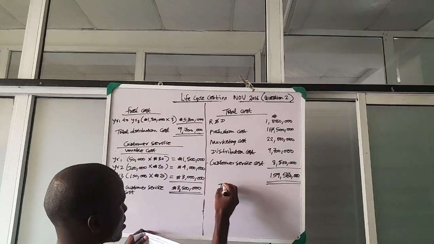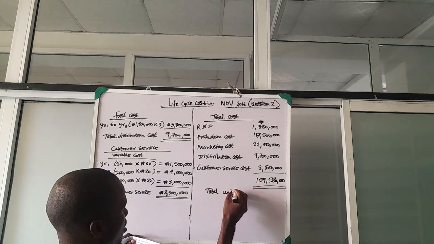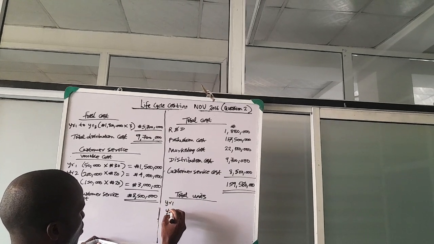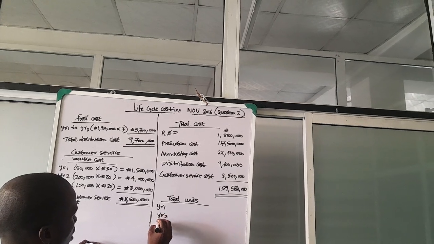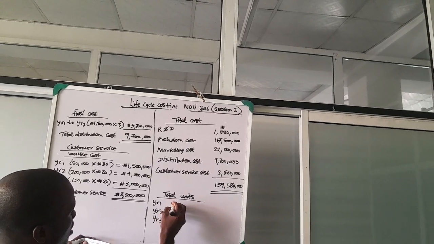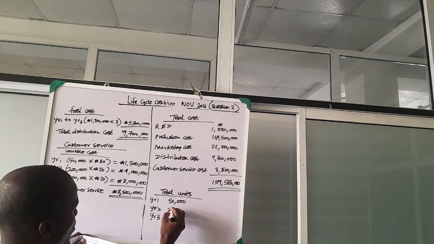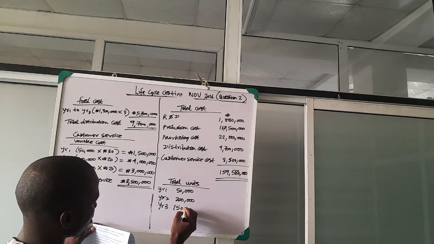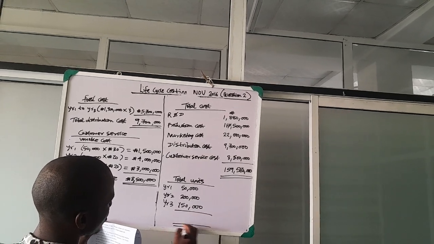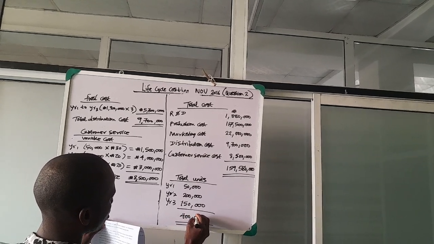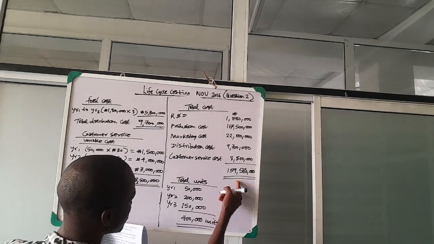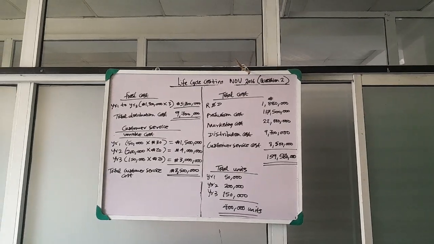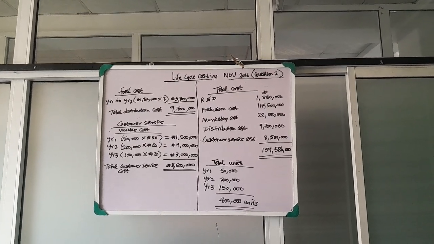The total units. We'll have year 1, year 2, and year 3. Year 1 is 50,000 units. Year 2 is 200,000 units. And year 3 is 150,000 units. And the total will give us 400,000 units. So I will divide the total cost by the total units to get the cost per unit, which is what they asked for.